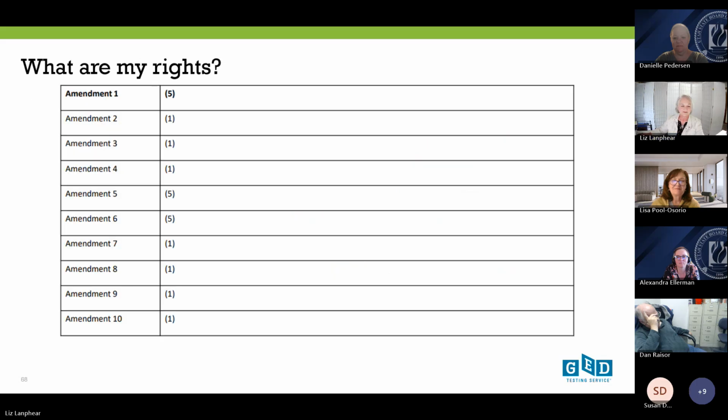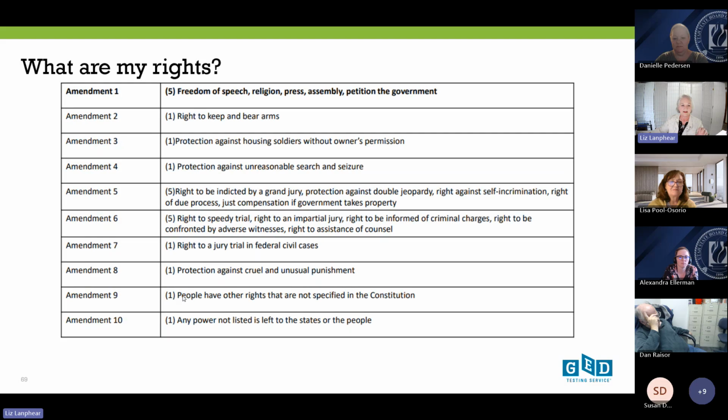So these are items that you could use, the different amendments here. There's 5 in Amendment 1, that kind of thing. And then these would be a synopsis of what those are.